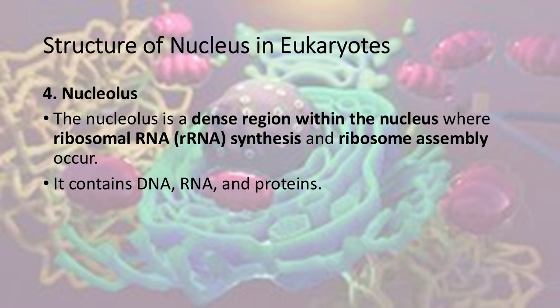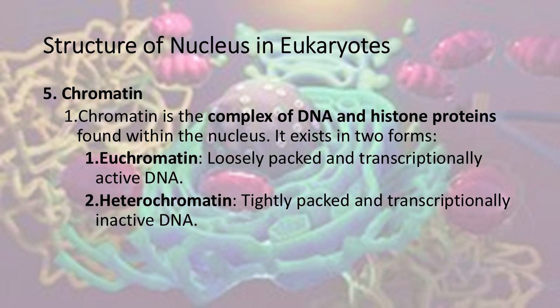Nucleolus. The nucleolus is a dense region within the nucleus where ribosomal RNA, rRNA, synthesis and ribosome assembly occur. It contains DNA, RNA, and proteins. Chromatin. Chromatin is the complex of DNA and histone proteins found within the nucleus. It exists in two forms: euchromatin, loosely packed and transcriptionally active DNA; heterochromatin, tightly packed and transcriptionally inactive DNA.